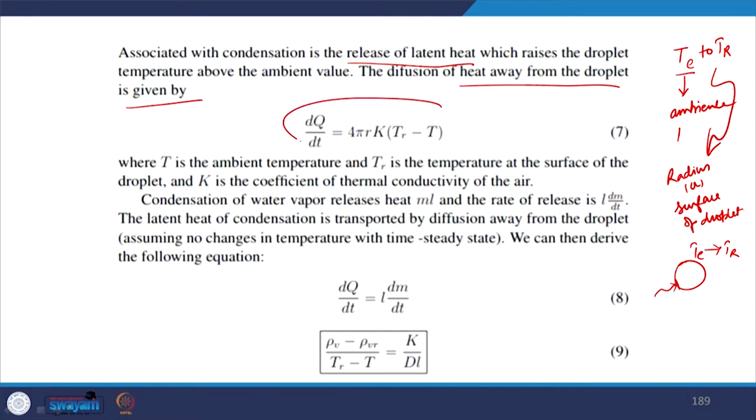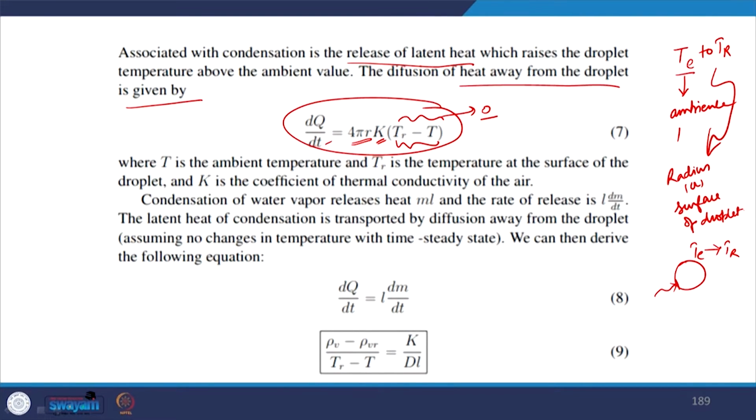So, this is a simple conduction equation where the rate at which heat is given out with respect to time is something to do with the radius or the size of the droplet, the coefficient of thermal conductivity and the difference of the temperature. So, T r is the temperature of the surface of the droplet, capital T is the temperature of the ambience. If this difference is 0, then there is no heat conducted, of course. But since there is a difference, why does the difference come in the first place? Because it has to accommodate the latent heat that is released when the condensation happens, right.